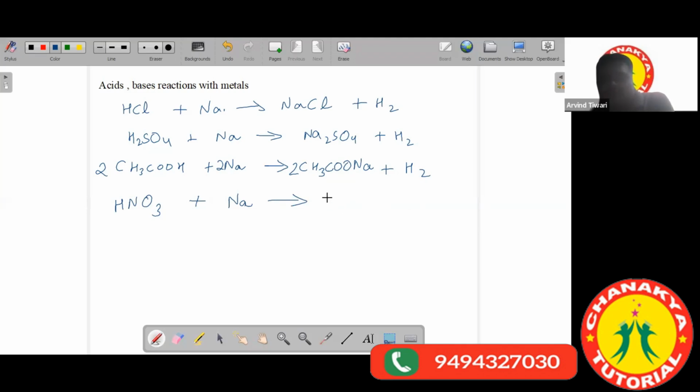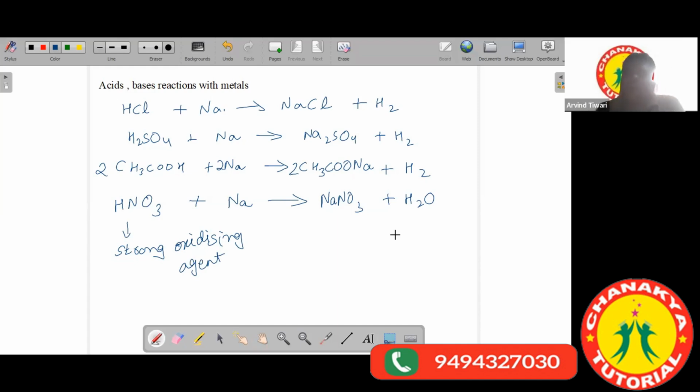You will get the salt NaNO3, and you will also get water. You may get NaNO3, you may get NaNO2 also. In this reaction nitric acid is a strong oxidizing agent, and hence it oxidizes the hydrogen which is produced. Whatever hydrogen is produced during this reaction is oxidized to water. So you will not get hydrogen if you react a metal with nitric acid.